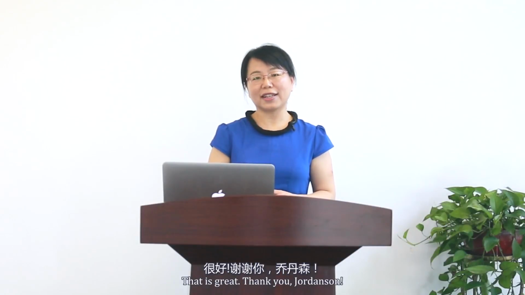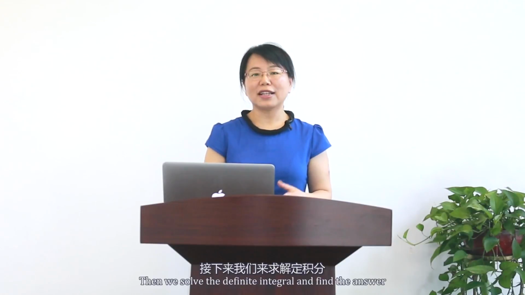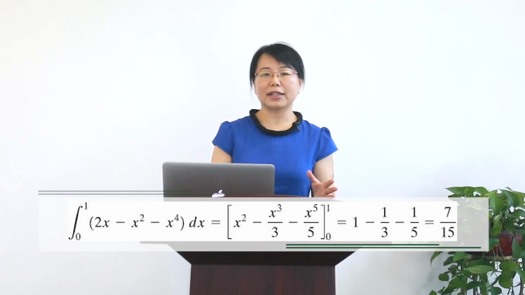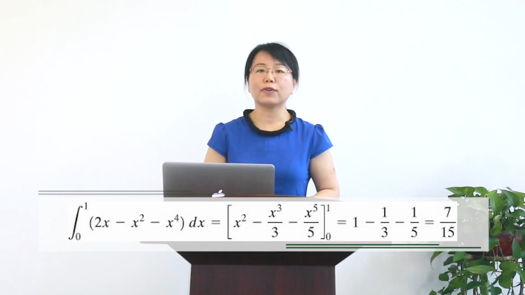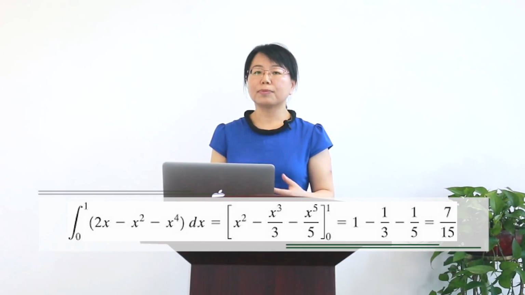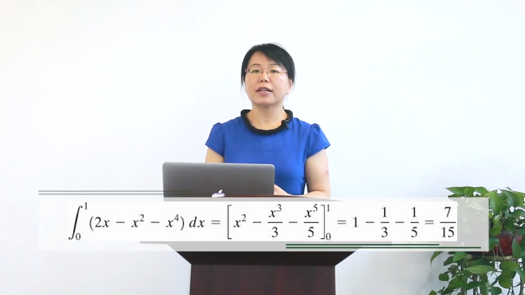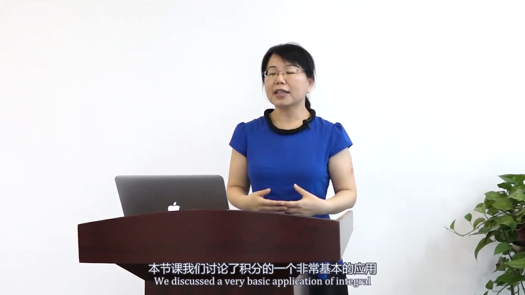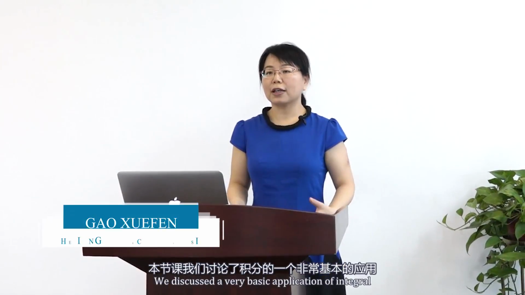That's great. Thank you, Jonathan. Then we solve the definite integral and find the answer. This definite integral is an integral of 2x minus x squared minus x to the 4th, and it's easy to find the antiderivative. So you plug in the values, then we find the final answer is 7/15.